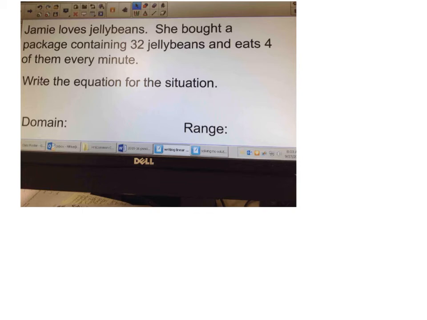Okay, so Jamie loves jelly beans. I hate them, but apparently Jamie likes them. So she bought a package containing 32 jelly beans and eats 4 of them every minute, right? Write an equation for the situation.